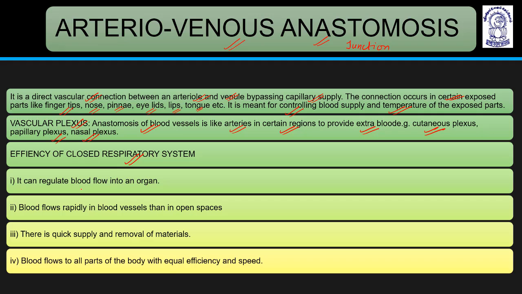It can regulate blood flow into an organ. Efficiency of closed circulatory system: it can regulate blood flow into an organ. Blood flows rapidly in blood vessels than in open spaces. There is quick supply and removal of materials. There is very fast supply, according to the high metabolic demand.